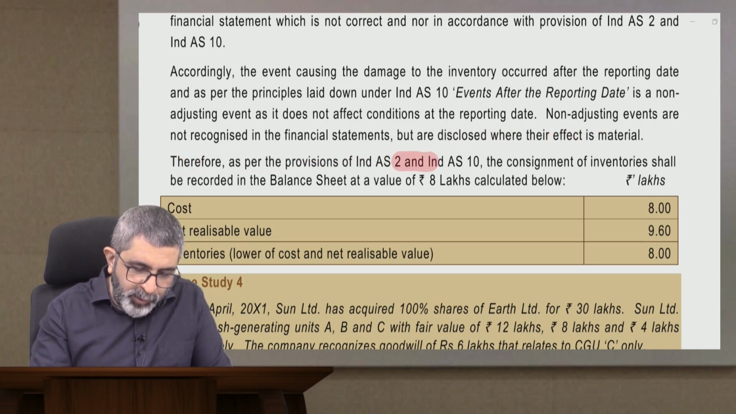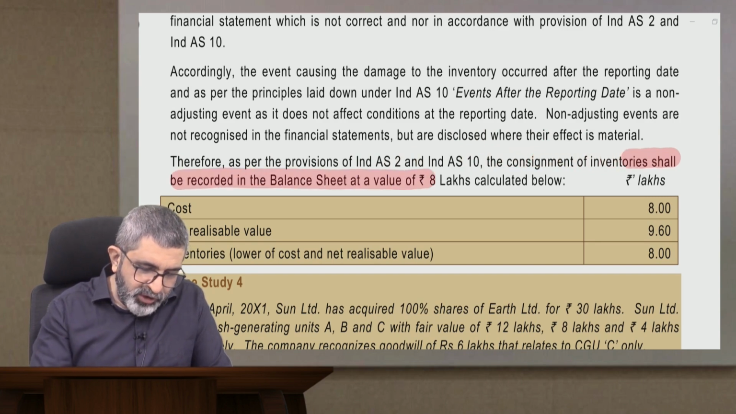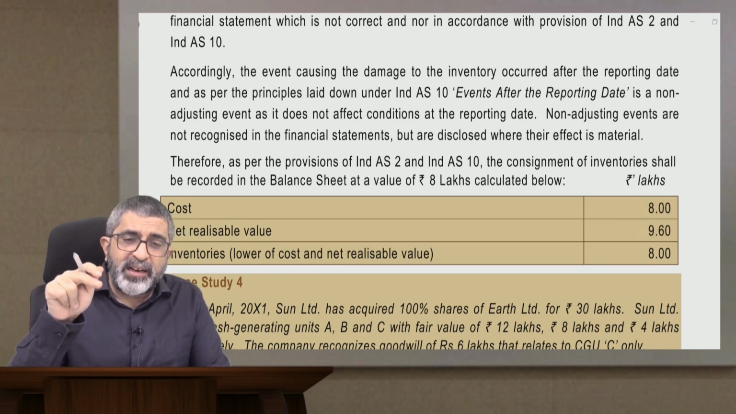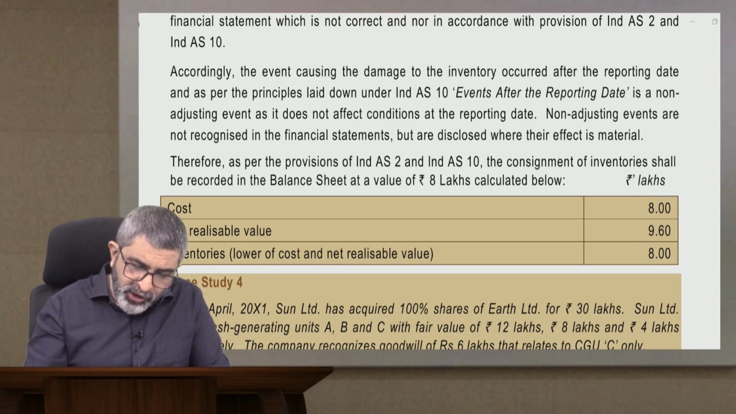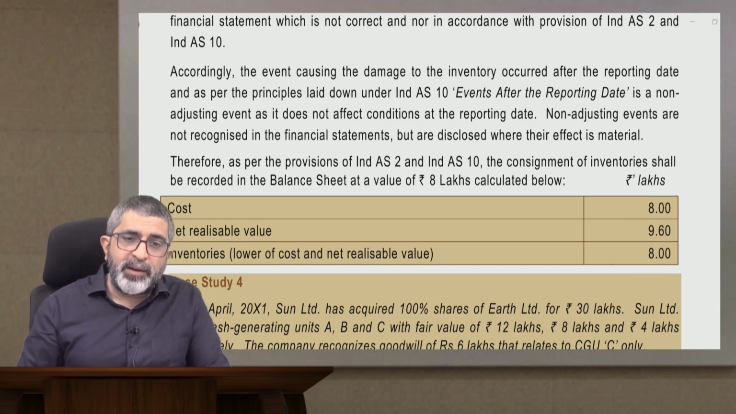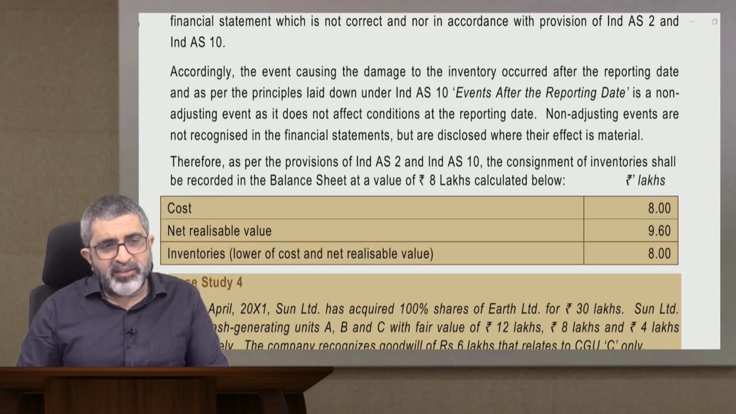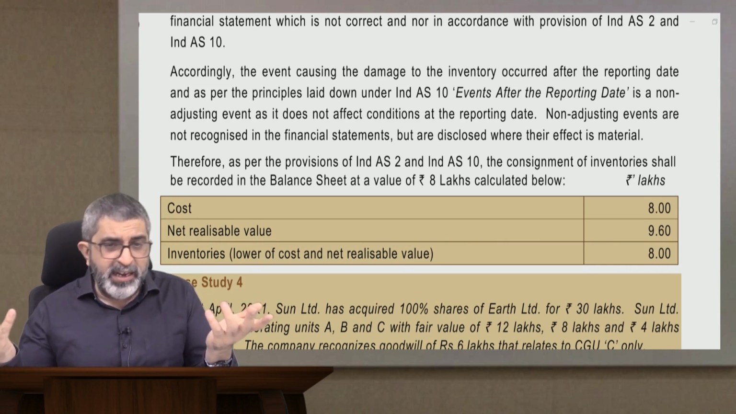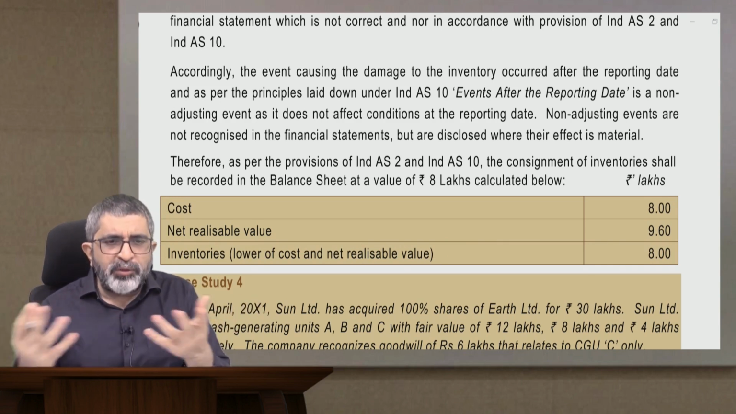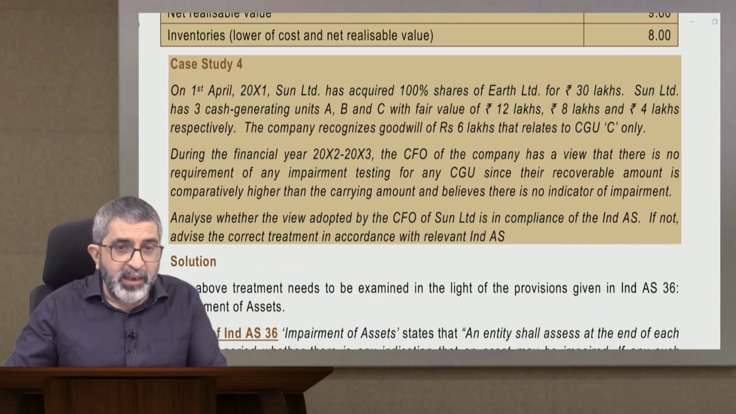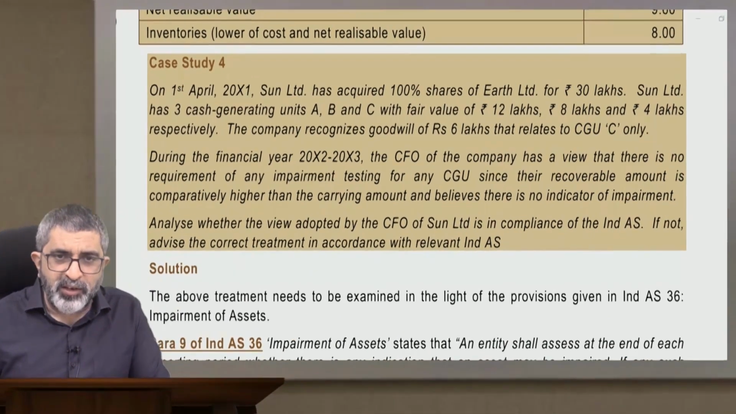Therefore, as per the provision of Ind AS 2 and Ind AS 10, the consignment of inventory shall be recorded in the balance sheet at lower of the cost or net realizable value as at the date, that is as at 31st March, where there was no hint of such event to be occurred, and inventories will be carried over at rupees 8 lakhs. So I don't think there could be any doubt in this particular case. This was a very simple case study. So let us now focus on the case study number 4. Let us first read this case study.